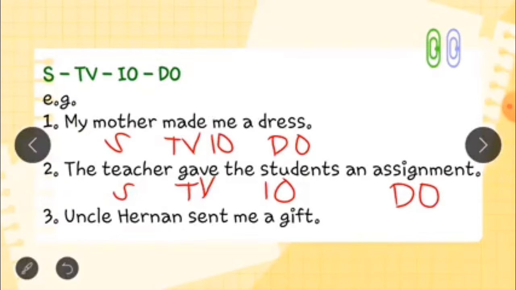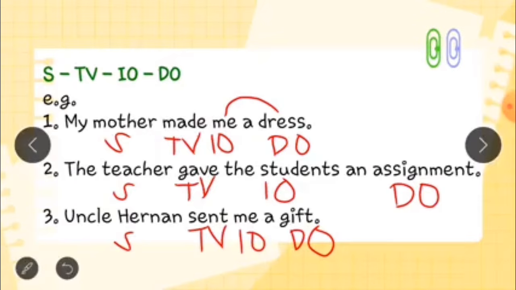Uncle Hernan sent me a gift. Uncle Hernan, subject. Sent, transitive verb. Me, indirect object. Gift, direct object. As I mentioned earlier, indirect object is the receiver of the direct object. In the first example, the direct object is dress, and its receiver is me. Therefore, me is the indirect object.